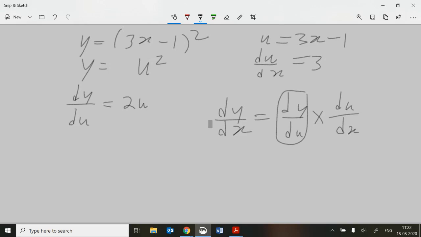Well, we can't actually cancel them though, because these are not fractions. These are our definitions for our derivatives. So this is not really a fraction, but it does come from fractions.